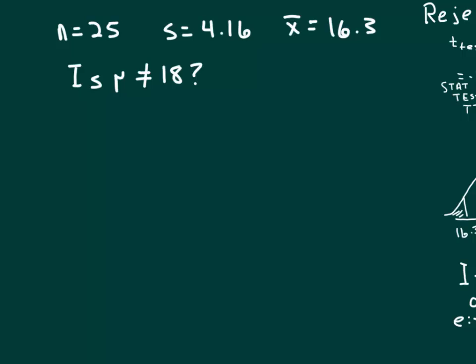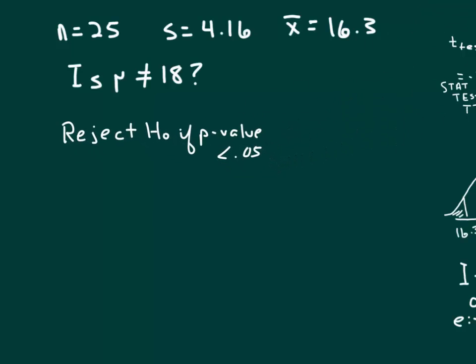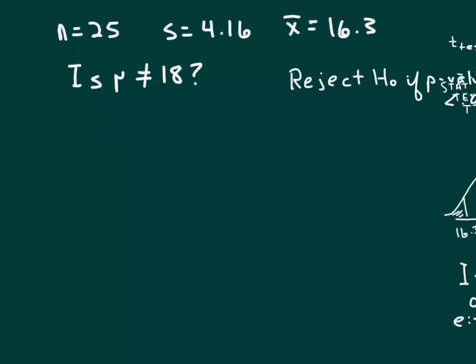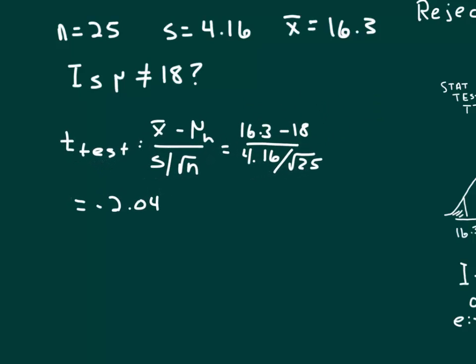Similar thing here, except for now, instead of saying less than, the question might say, is the mean different from 18? So some things are going to be the same. We're still going to reject H0 if the p-value is less than 0.05. We're actually going to compute the test statistic exactly the same. So we have minus 2.04. Again, that hasn't changed.